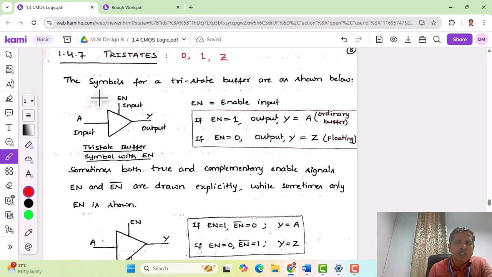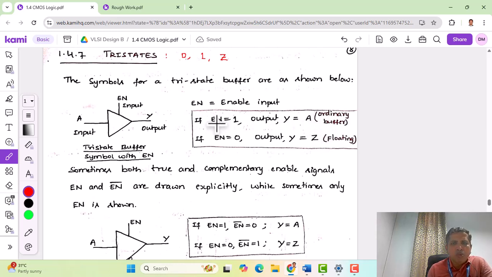The symbol for the tristate buffer is as shown here. It has two inputs: one of them is the primary input, the other one is the enable input, and we have only one output here. So this is the tri-state buffer symbol with a single enable signal. How this works, let us explain through the table here.